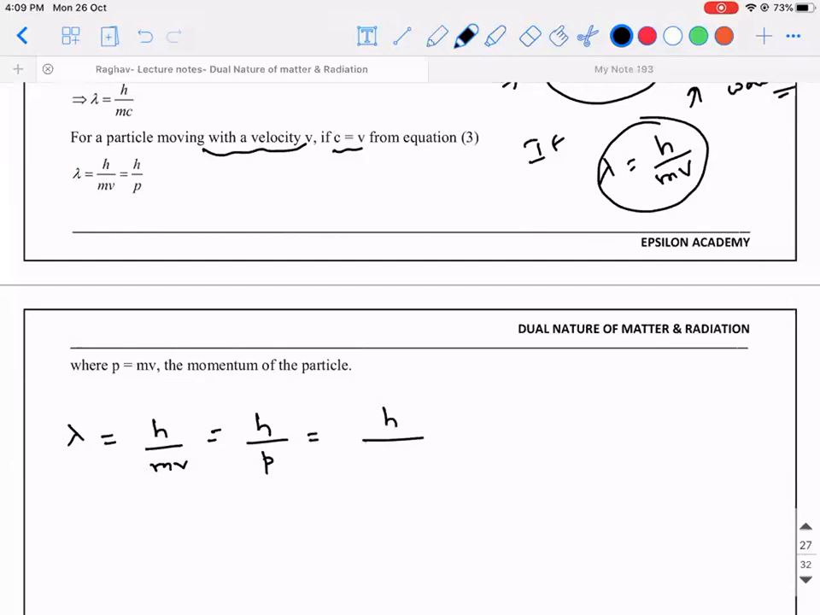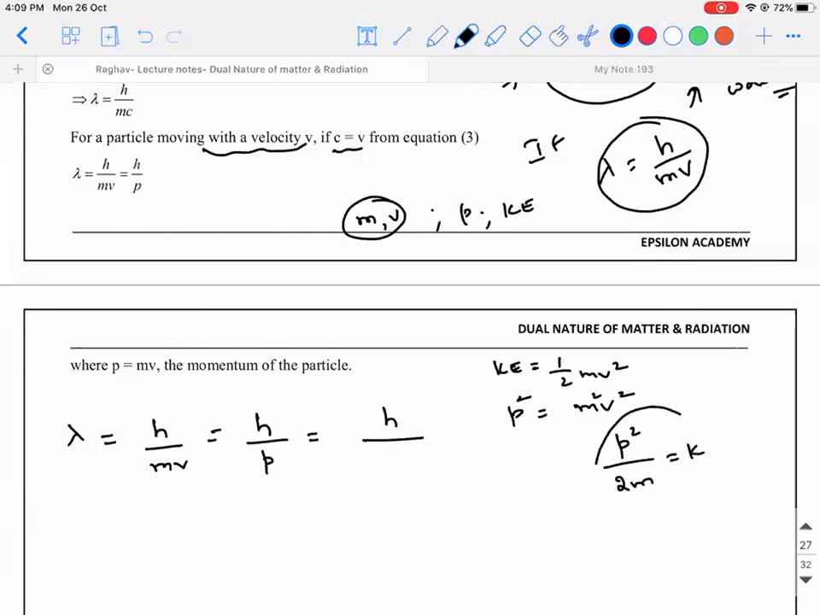Or this can also be written as h divided by... see, whenever a particle has mass and velocity associated with it, along with linear momentum, you can also define its kinetic energy, such that kinetic energy is half mv square and linear momentum is mv. So if you square on both sides, you will get m square v square. Then p square divided by 2m will be equal to kinetic energy. So this is another important relation. So p will be equal to root of 2m into K. So in the place of p, I can also write it as root of 2m into K.